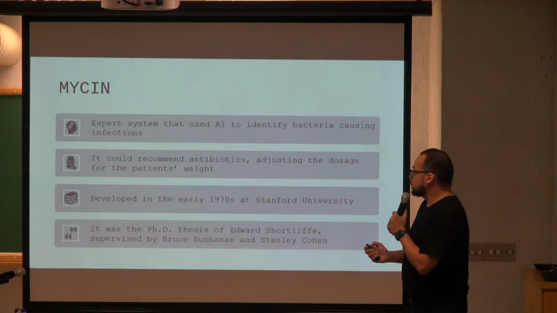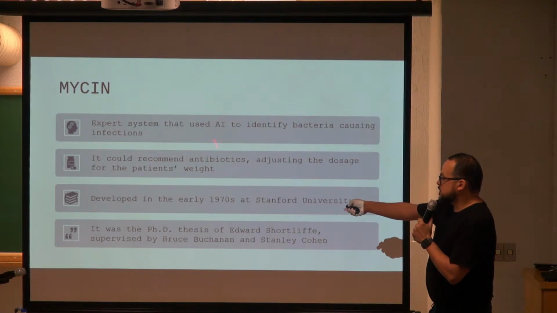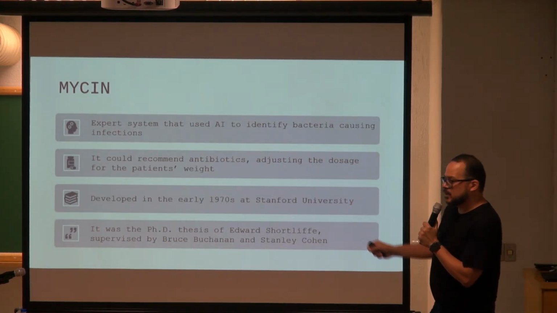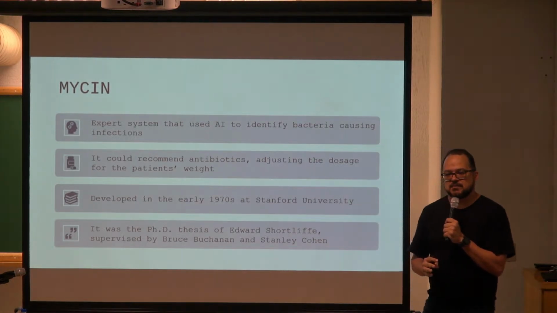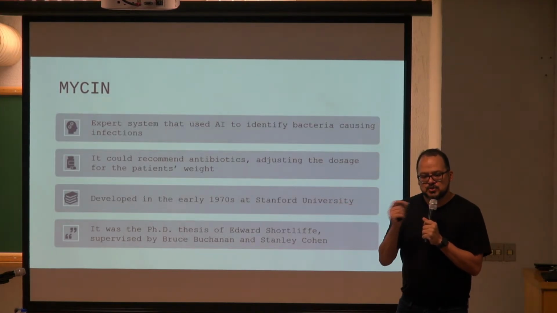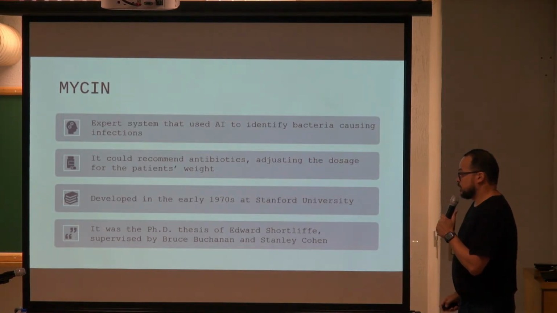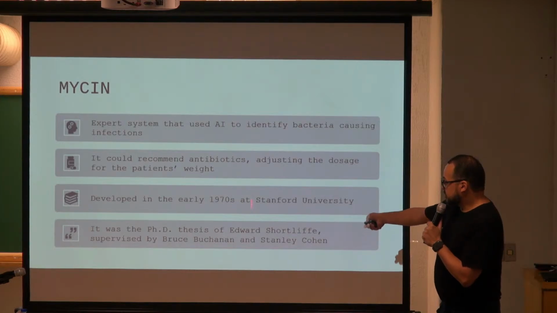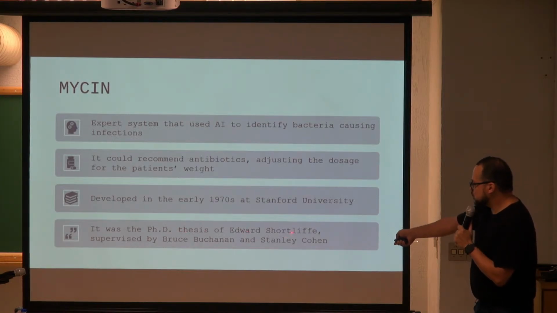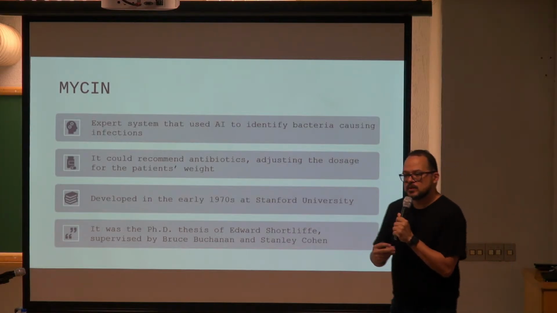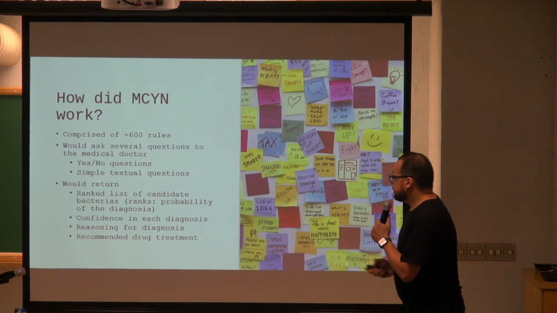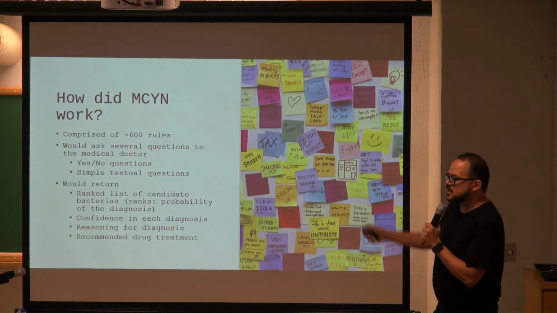How would that system work? It would make recommendations on antibiotics, and after that it would adjust the dosage of the antibiotics using information from the patient. In this particular case, it would use the weight of the patient in order to be able to give a proper recommendation on the dosage. It was developed in the 70s at Stanford, and it was actually the PhD thesis of Ted Shortliffe. This was one of the first systems that were expert on a particular field, and it was comprised of about 600 rules.